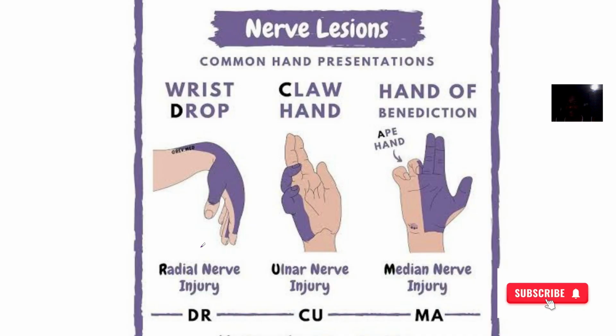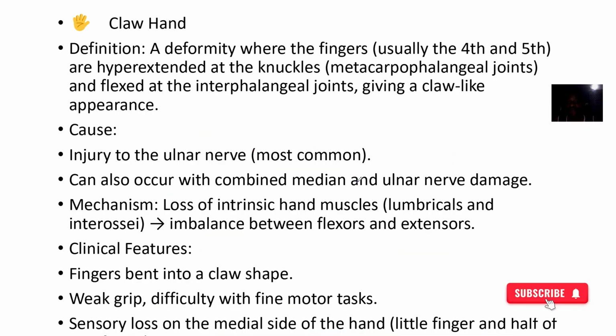So claw hand, just like I told you guys, is your hand is bent. Your fingers are bent abnormally. It could be some or it could be all. So it's a deformity where the fingers, usually the fourth finger and the fifth finger, are hyperextended at the knuckles. Okay, so they are flexed. That's a metacarpophalangeal joint, but they are flexed at the interphalangeal joint. Like, I don't know if you understand it. One side is flexed, one side is extended. So to give you a claw-like appearance.